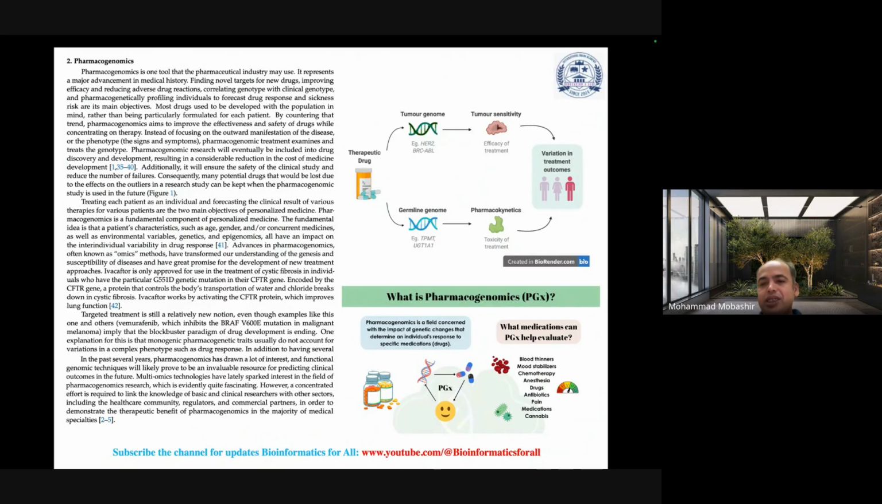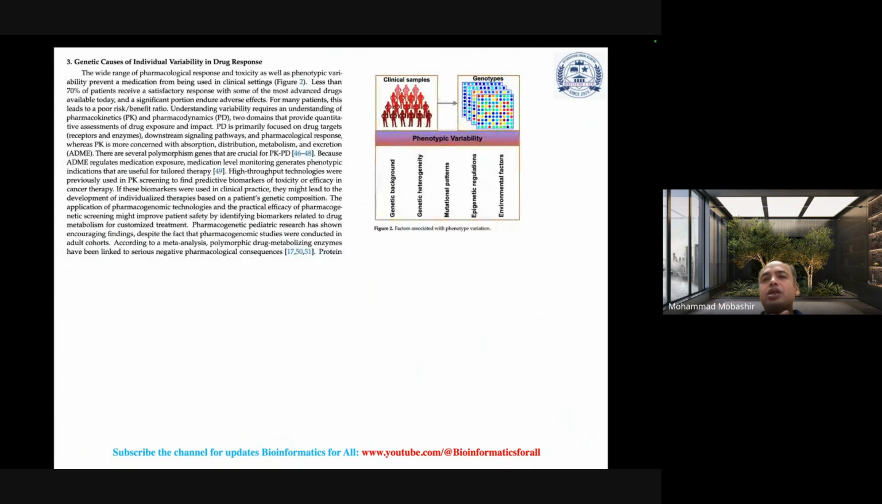And what medications does pharmacogenomics help to evaluate? For example, here you can see blood thinners, mood stabilizers, chemotherapy, anesthesia, antibiotics, pain medications, and cannabis. So here you need to understand the factors associated with the problem, that is drug response.